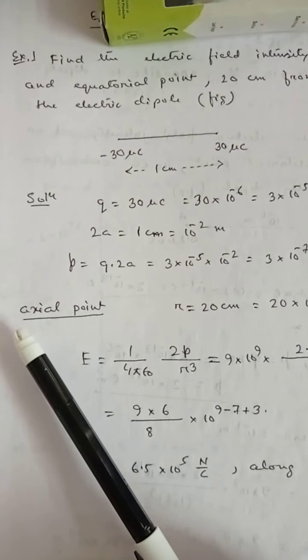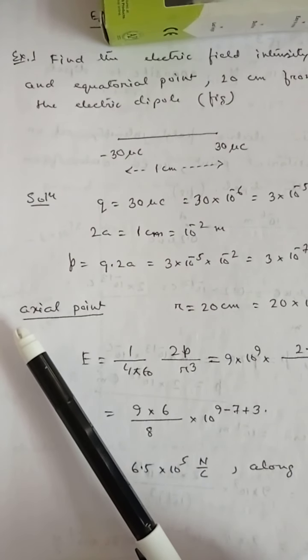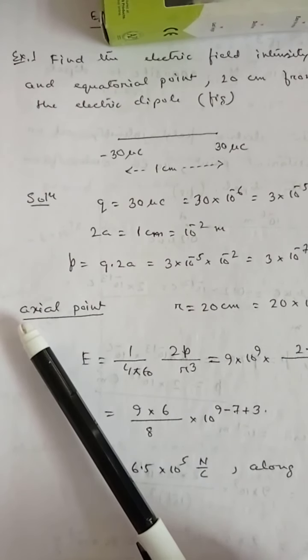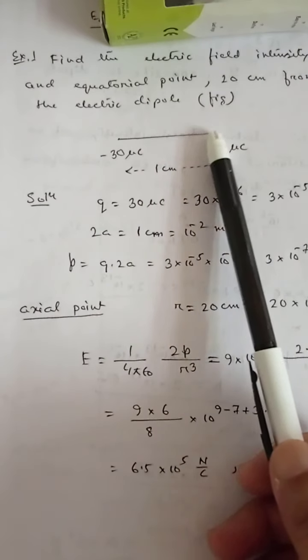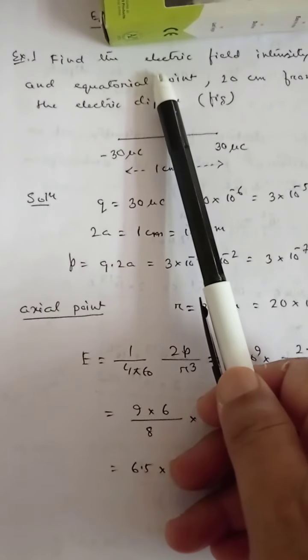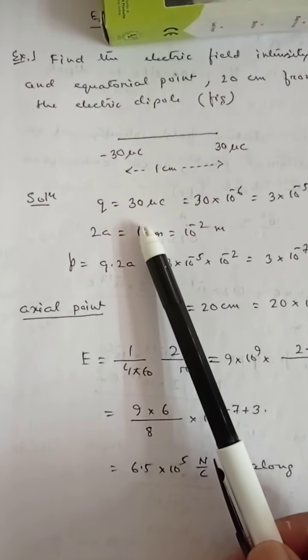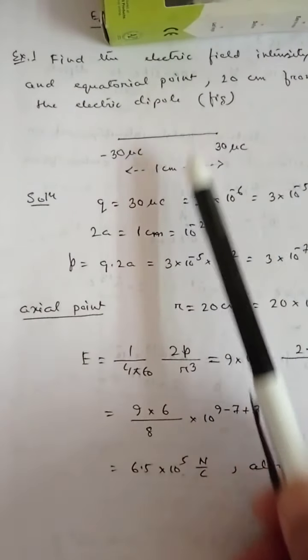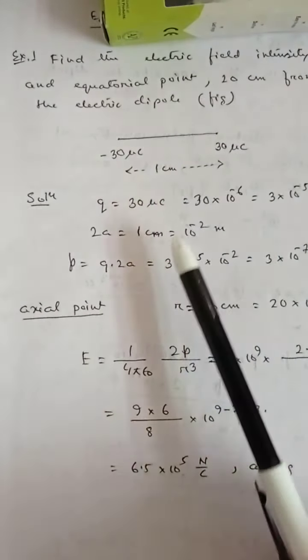We have to find out electric field intensity at axial point. Axial point means along the axis, and equatorial point means perpendicular to the dipole, 20 centimeter from the dipole. So what is Q? 30 microcoulomb. Microcoulomb means 10 to the power minus 6. So what is the magnitude of either charge? It is 3 into 10 to the power minus 5 coulomb.